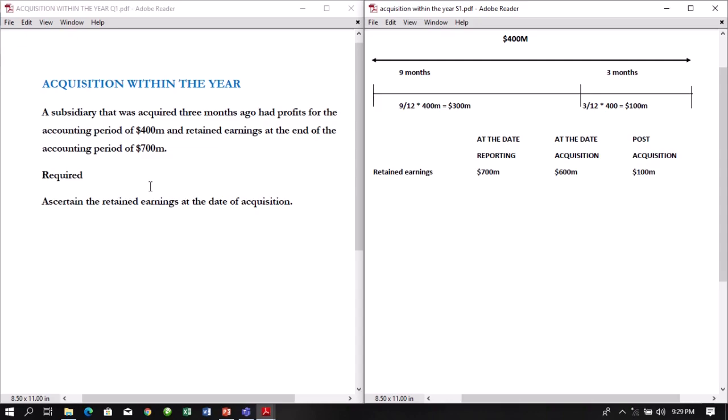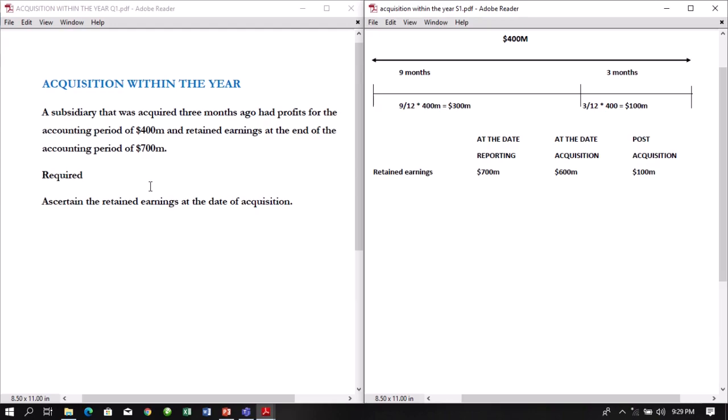So the major difference between the basic knowledge of group accounting and when we are dealing with a question on acquisition within the year is the ability to prorate the profit for the year, to allocate it between the pre-acquisition period and the post-acquisition period. So that is the major difference when we are dealing with the consolidated statement of financial position.